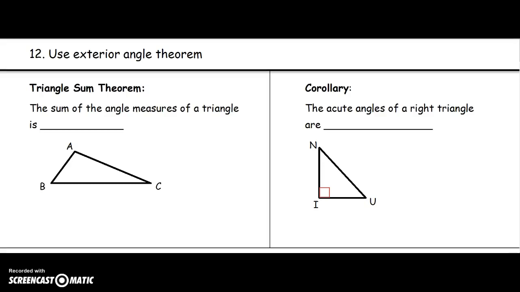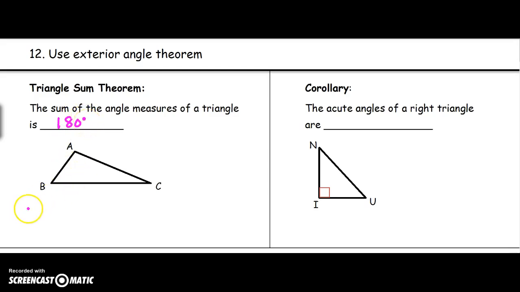Hi guys, today's main focus is to use the exterior angle theorem. We are going to take a second and review a few different topics about triangles, and then I'm going to teach you that. The first thing is the triangle sum theorem. The triangle sum theorem is the sum of the angle measures of a triangle is 180 degrees.